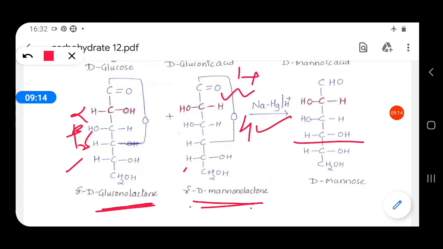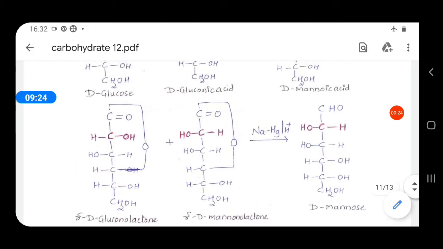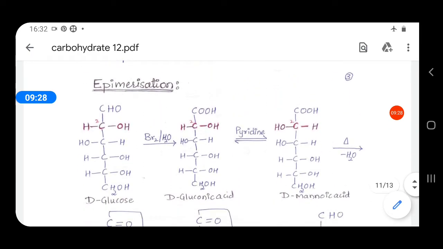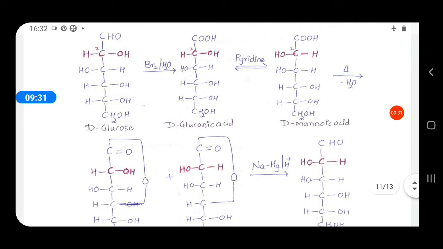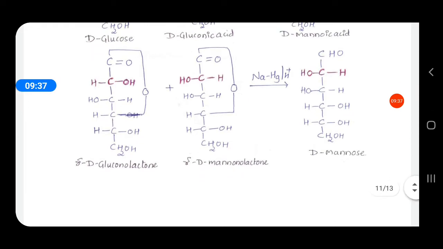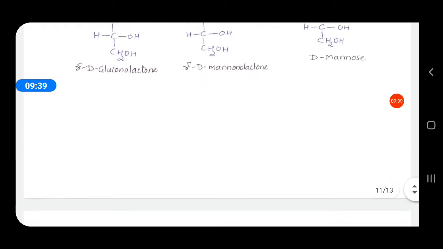So they undergo reduction, the bond is broken, and on both sides hydrogens are added. So again it becomes HCOH and this is CHO. So D-mannose is obtained. This is how the epimers are formed. That is called epimerization. D-glucose is converted into D-mannose. Okay, so this is the epimerization reaction.